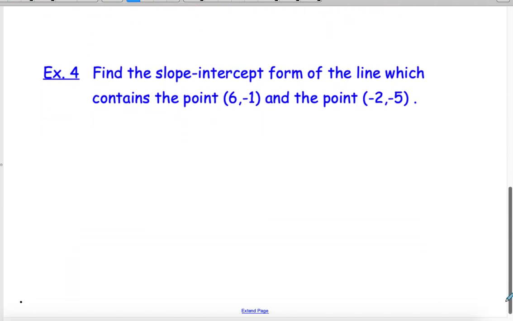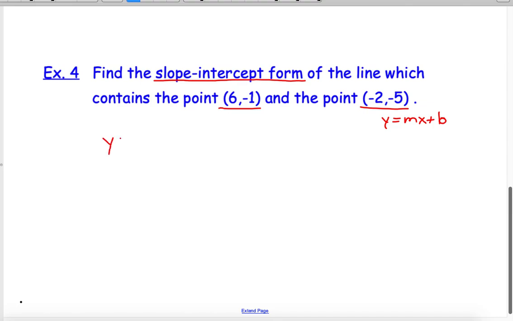Find the slope-intercept form of the line which contains the point 6, negative 1 and the point negative 2, negative 5. All right, so first of all, what does my answer look like? Y equal mx plus b. All right, do I know the slope? No. Can I calculate it? Yes. They gave me 2 points so I can figure out the slope. Did they give me the y-intercept? No. So I'm going to have to figure that out as well.